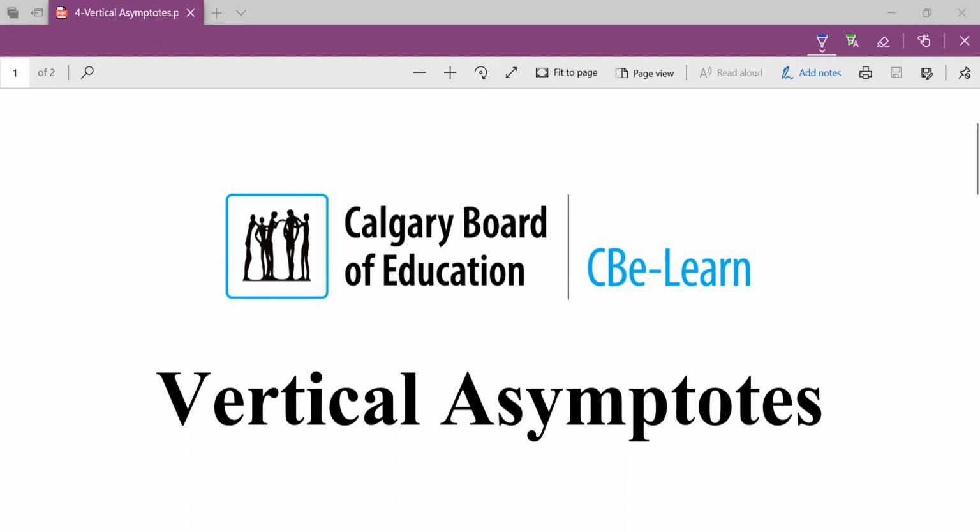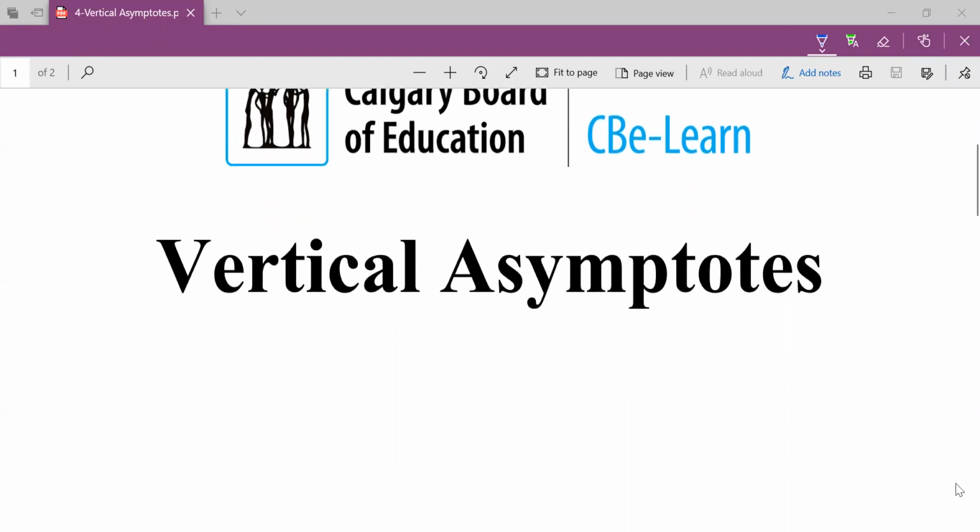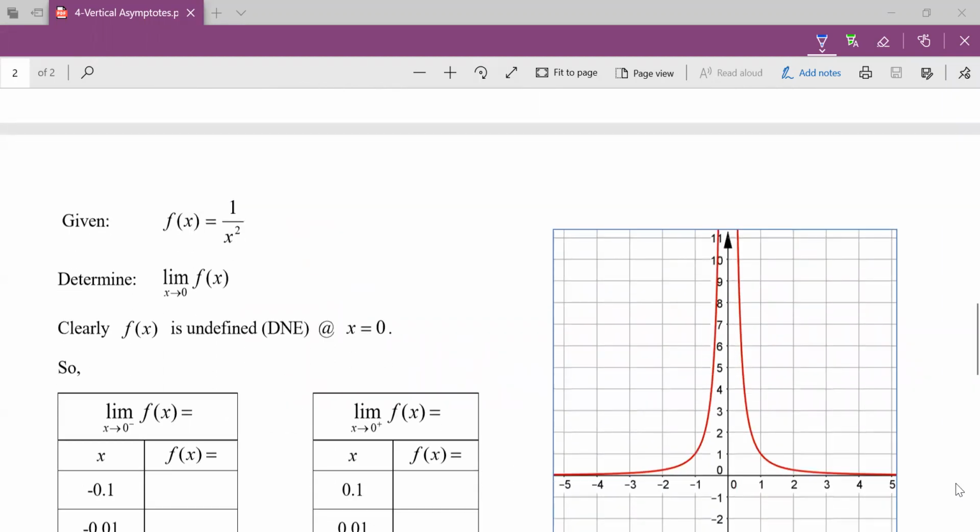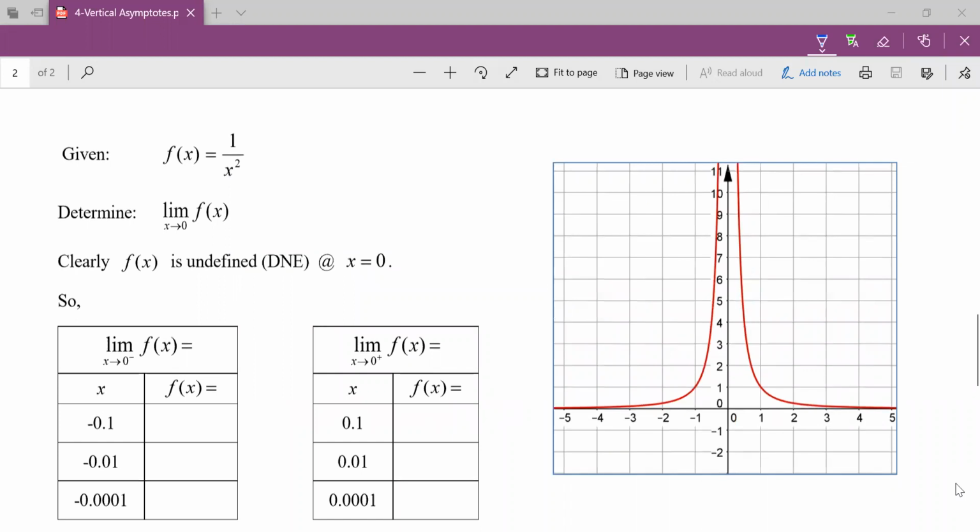Now, you're probably pretty familiar with vertical asymptotes. We did a lot of work with them back in 30-1, didn't we? So what we'll do now is look at them again, but from a calculus perspective. So again, let's always start with the visual.